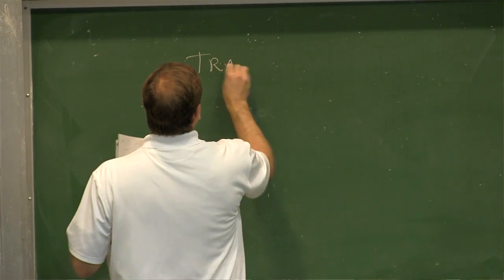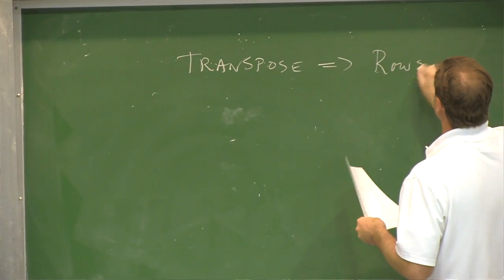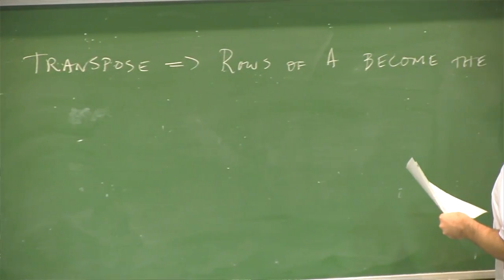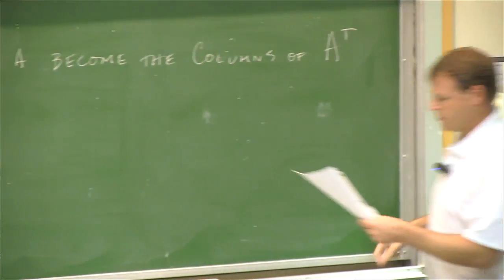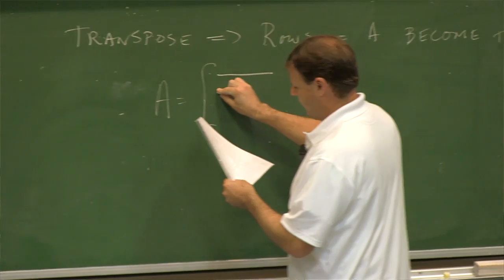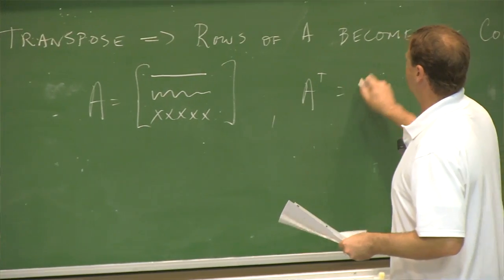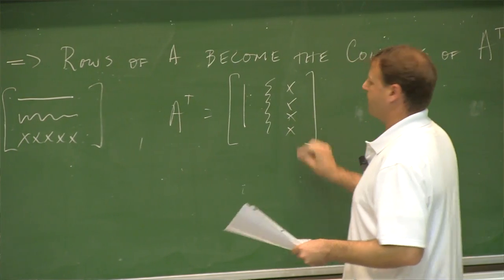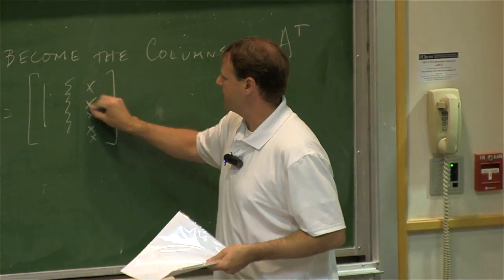Okay, so what we've got here is that the transpose implies that the rows of A become the columns of A transpose. That's the easiest way to think about it. And we can have a little visual. If I have A, and here's the columns of A, then A transpose will be this. That's A transpose.